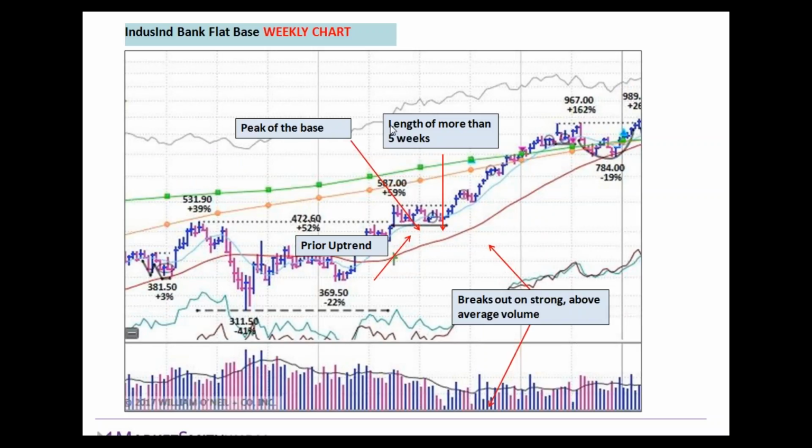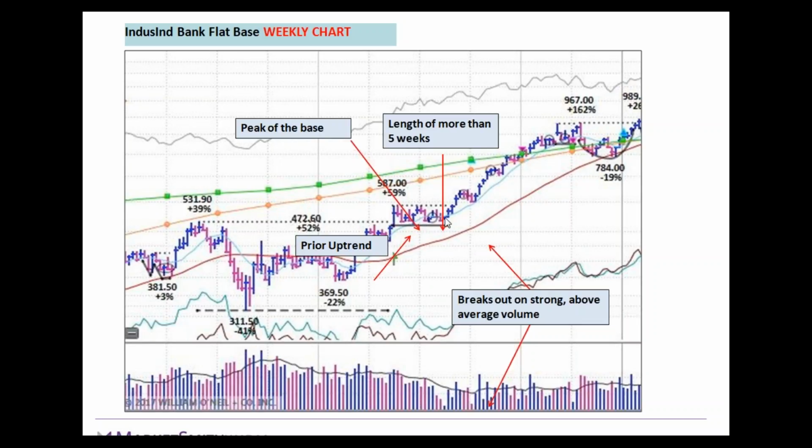Okay, so here's an example of a flat base. There was a prior uptrend here. It made a prior uptrend. It took a break for some time. So notice that this base is really quite small. It's not that deep. The depth here is somewhere close to 15-16%, not more than that.